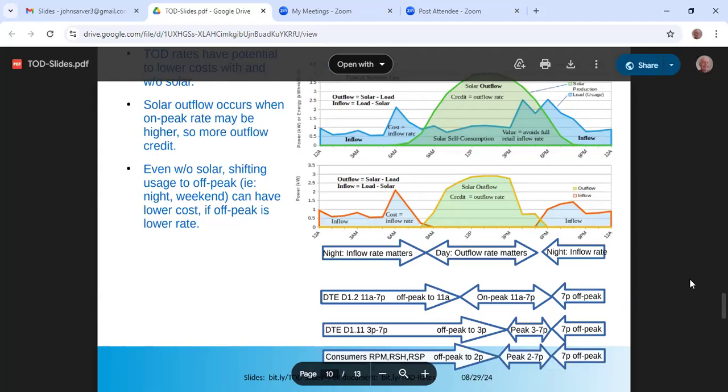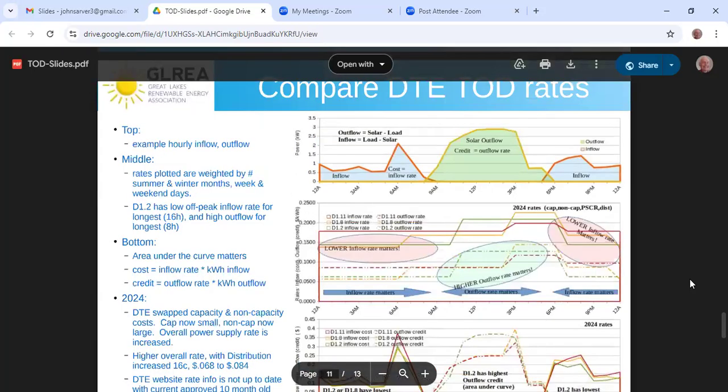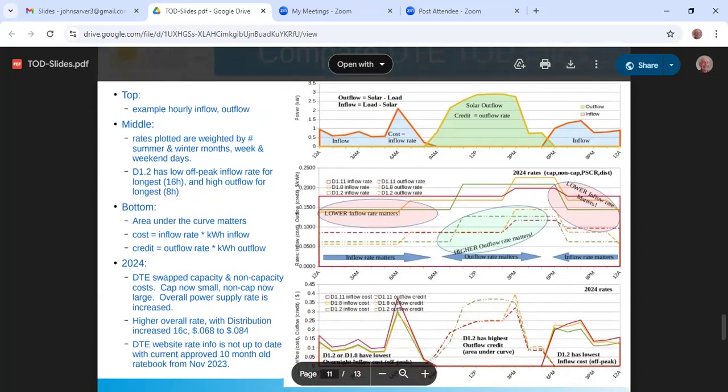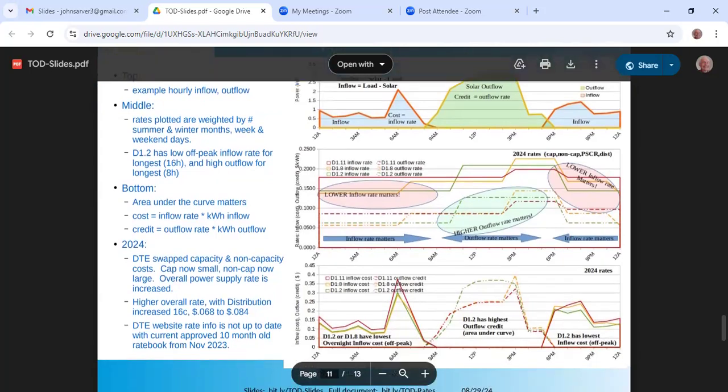So go ahead. Next, I think, is a slide about DTE and their rates specifically. So scroll down. Yep, there you go. That's good. So the top plot we've looked at already. The middle plot shows the inflow rates and the outflow rates by the hour of the day.